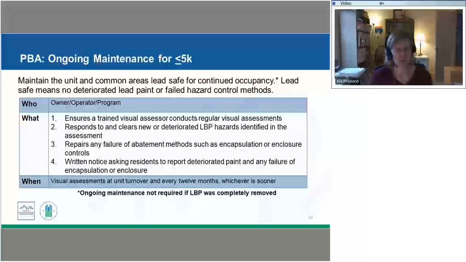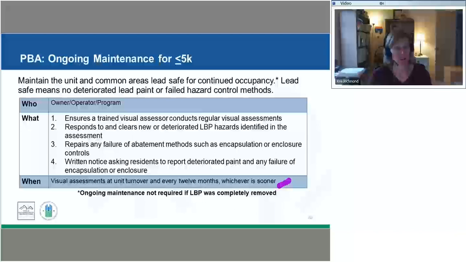They are going to be doing a visual assessment, and that visual assessment is at unit turnover or every 12 months, whichever is sooner. They've been trained as a visual assessor, so they took that free online training course that's available by HUD. They have a copy of that certification. They printed it out and stuck it in their files. So we have a trained visual assessor on staff who's going to be doing those visual assessments.